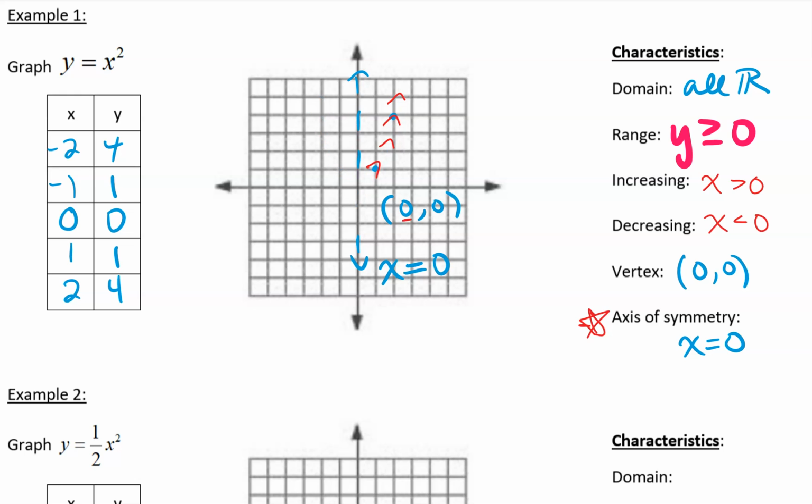So I'm going to get rid of some of these. I'm just going to sketch it back in. It got a little messy with all of the arrows, so there we go.